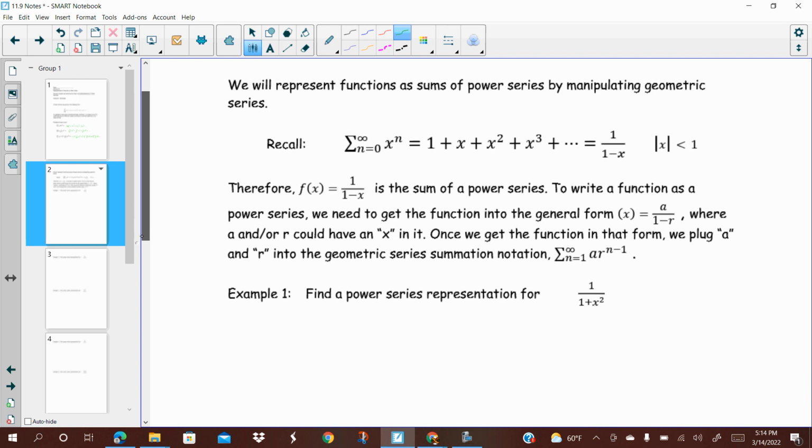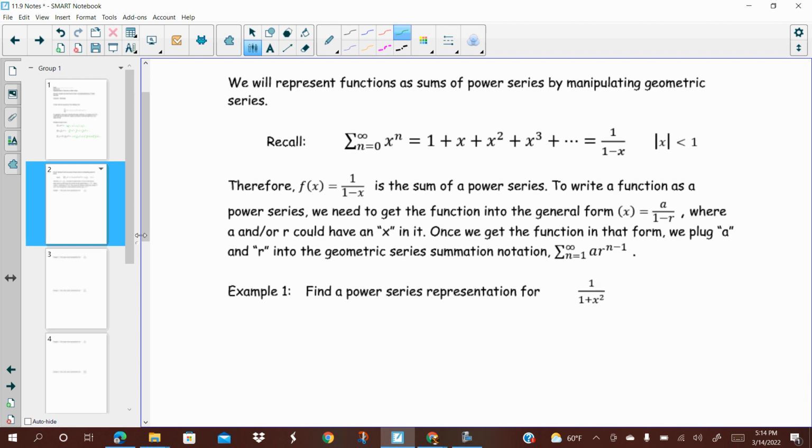So we're going to represent functions as sums of power series by manipulating a geometric series. Well, the idea behind this, and this is, again, where I bring everything back to the basics that we started off with way back when we started talking about series in the first place. If this is a geometric series, and that's what this is right here, it follows that pattern of a geometric series.